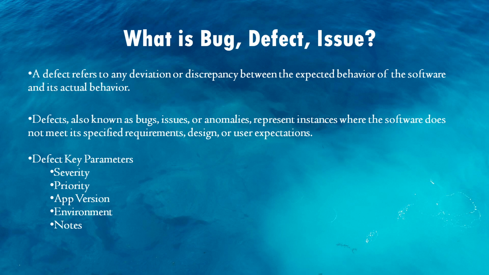Now, defects, also known as bugs, issues, anomalies, represent instances where the software does not meet the specified requirement, design, and user expectation. Did you just see the words specified requirements and design? Let's take these, because we have already seen user expectations.